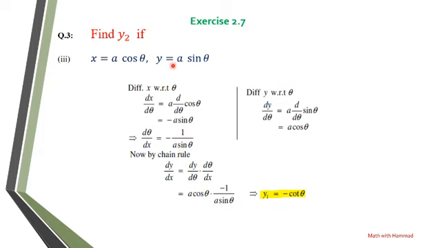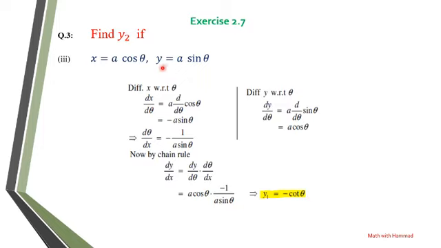Now differentiate this equation with respect to theta. We will get a, d by d theta of sin theta, that is cos theta. Replace values: a cos theta into minus 1 over a sin theta. A cancels out with this a, and we know that cos theta over sin theta is cot theta, and minus as it is. So this is the value of y1. y1 is equal to minus cot theta.